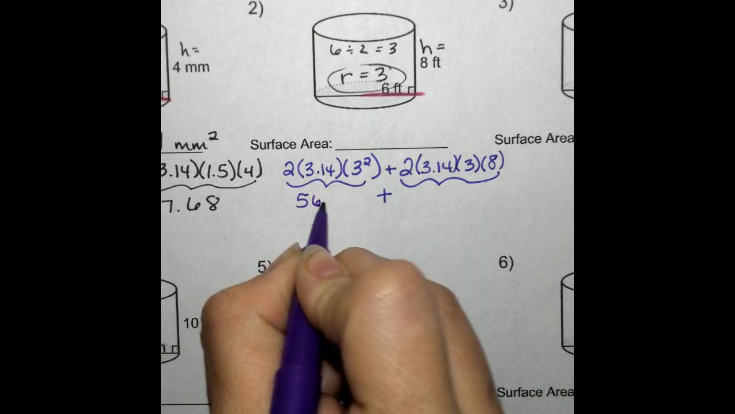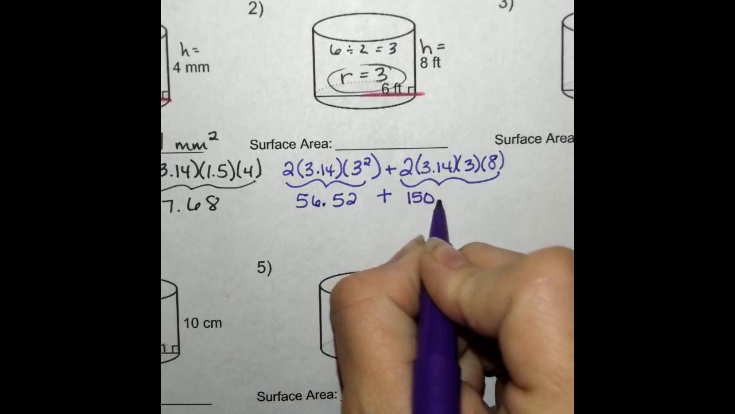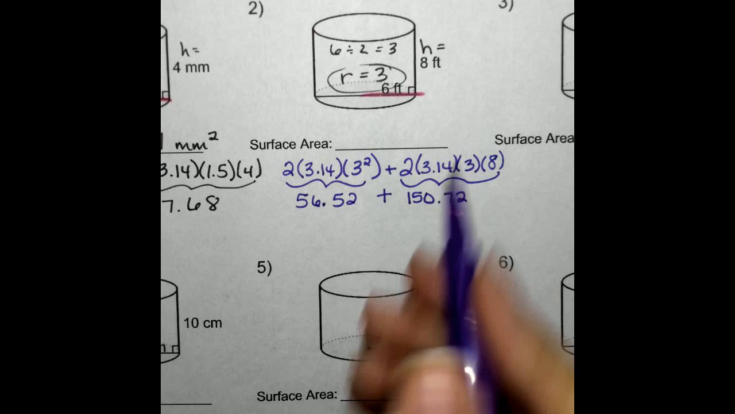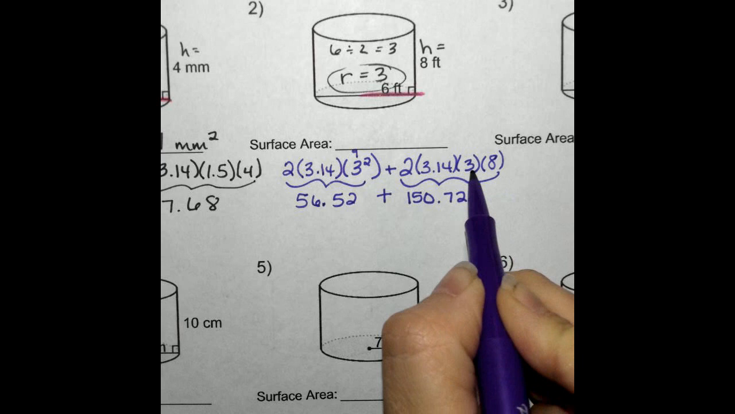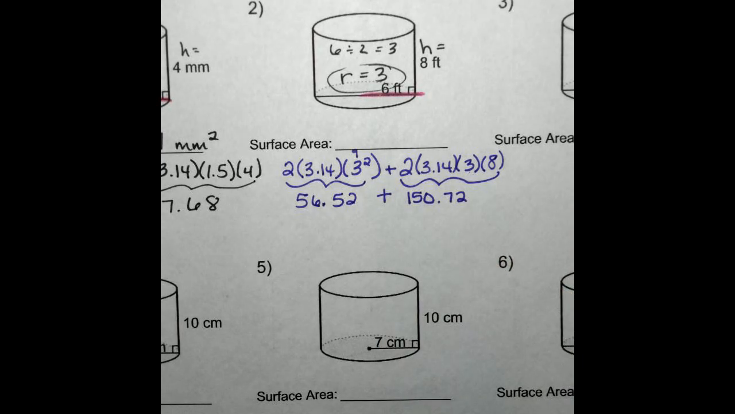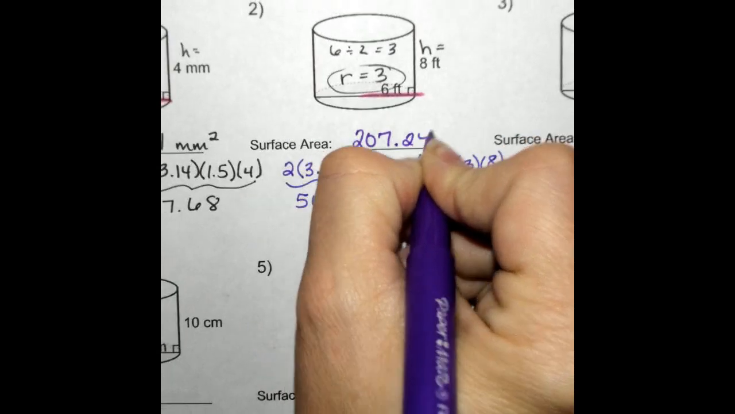The left is 56 and 52 hundredths. The right is 150 and 72 hundredths. So again, remember this is 3 squared, so that actually was a 9, and this is just 3 by itself. So add our two sides together. 56 and 52 hundredths plus 150 and 72 hundredths. We come up with a surface area of 207 and 24 hundredths.